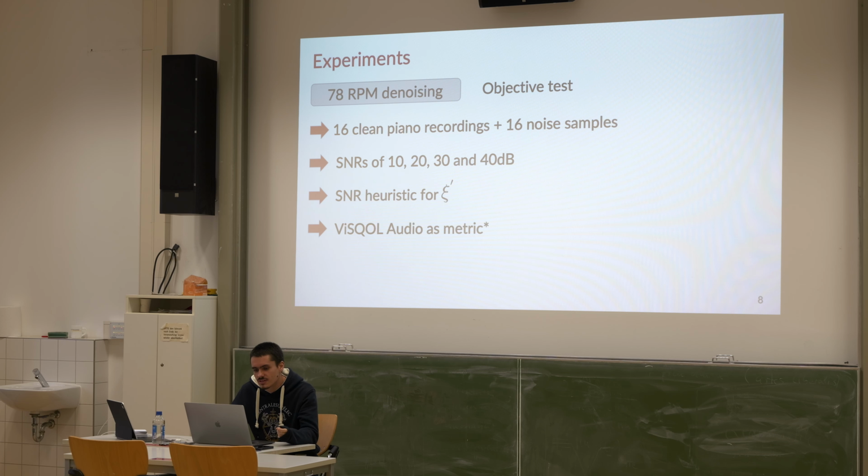For a bit more detail, in the 78 RPM denoising and also in the dehissing objective test, I had 16 clean piano recordings and 16 noise samples. I paired them all together, and then I did this using 4 SNRs: 10, 20, 30, and 40 dB. So I had 64 signals in total. I used the SNR heuristic I mentioned earlier for choosing psi prime in the objective tests.